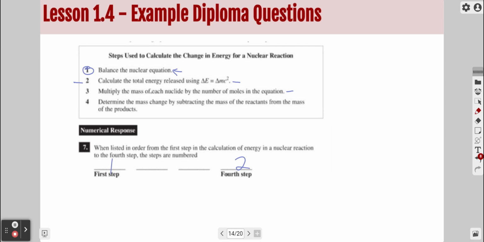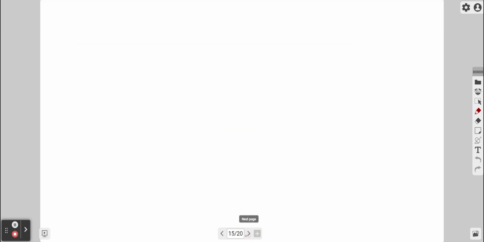Well, we need to multiply the mass of each nuclide, which is like each substance in our reaction, by the number of moles in the equation. So that's going to be the second step. And then determine the mass change by subtracting the mass of the reactants from the mass of the products. That's our third step. And then lastly, we're going to use Einstein's formula. So a lot of things we need first. We need that balanced reaction. We need to subtract the masses of the reactants from the products. And then we can use Einstein's.